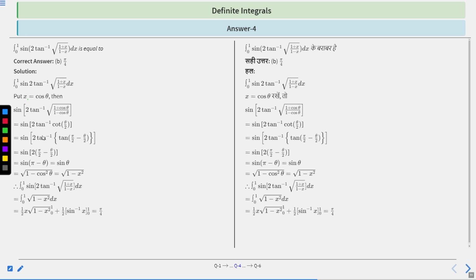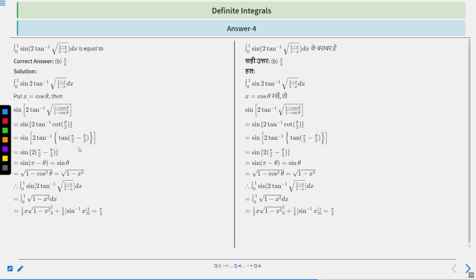Therefore, it can be further written as sine of 2 tan inverse cot theta by 2, which is equal to sine of 2 tan inverse tan (pi by 2 minus theta by 2), because cot theta by 2 can be written as tan (pi by 2 minus theta by 2), right? So it can be further simplified, because tan inverse tan of any angle theta is basically theta, right?